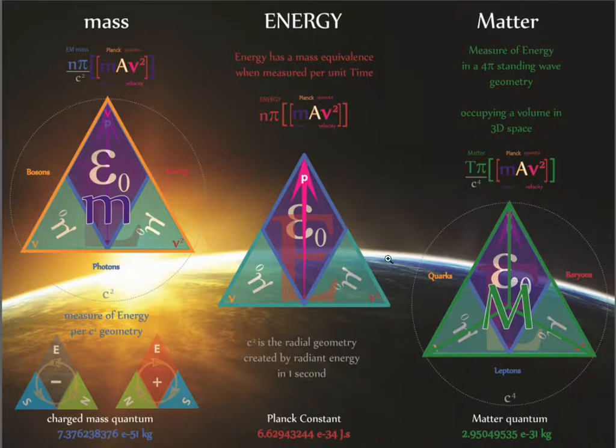Obviously lacking the radial time measurement of any sort, whether it's c squared or c to the fourth or c cubed, there is no radial measurement. There is a linear vector measurement of c, or velocity, and that total linear energy momenta is related to the square root of the quanta that makes up the field.